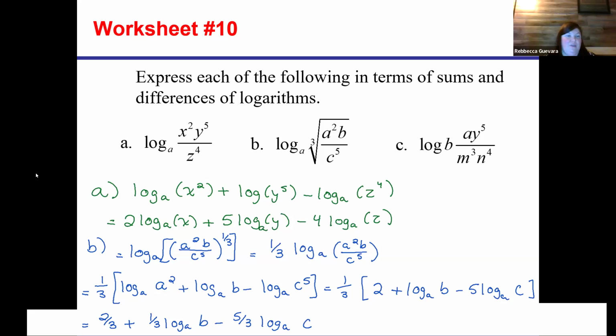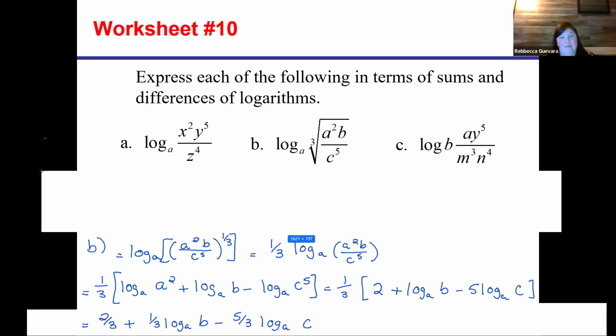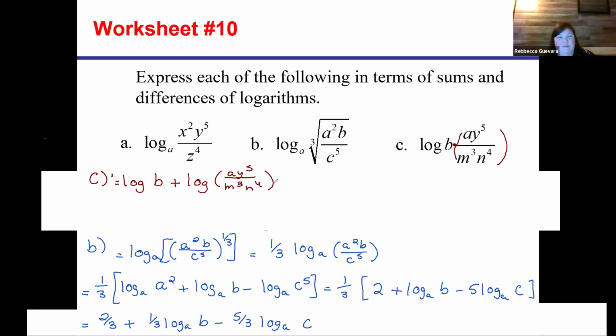All right. And unfortunately, I'm going to have to erase a so we can finish this out. So now if we do c, remember there's a multiplying that going on right here. So it's just log, it doesn't have a base. So we have log of b. If we're multiplying this and this together, I can make it log of b plus log of a, y to the 5th, over m to the 3rd, n to the 4th.